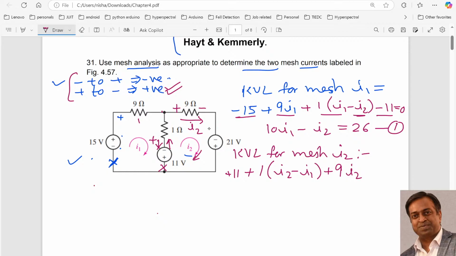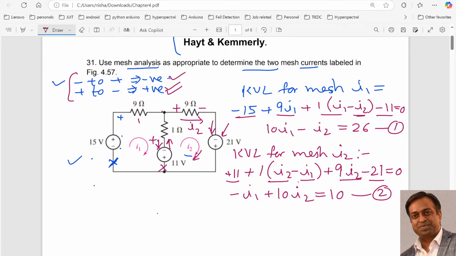Then coming to this part, the sign change is from minus to plus, so we need to take it as negative, so minus 21 equal to 0. Now simplifying this, it is minus I1 plus I2 plus 9 I2, so plus 10 I2, and then plus 11 and minus 21, so it is minus 10. Taking minus 10 to the right side, I get this.